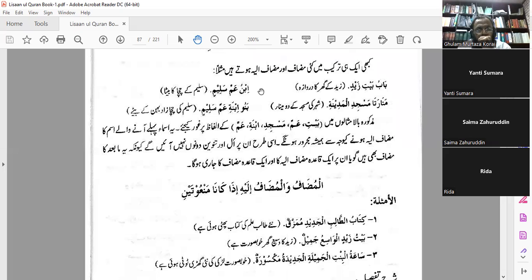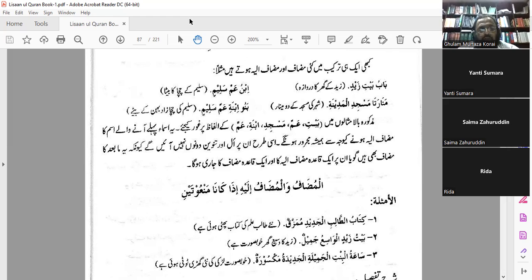Okay, so can I give it a go? Yes, go ahead. Okay, so Babu Bayti Zaidin. Babu is mudaf, and Baytin is mudaf ilayhi, but it's also mudaf as well. And Zaidin is mudaf ilayhi. Very good.